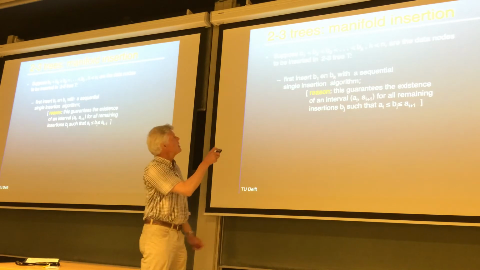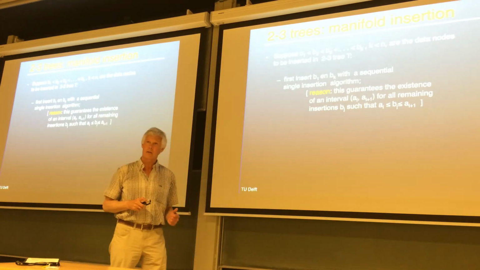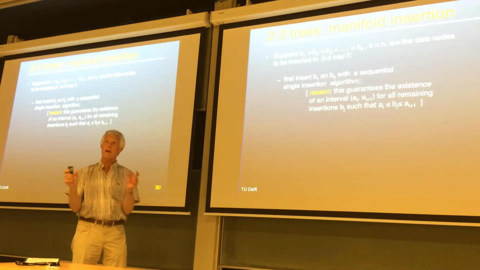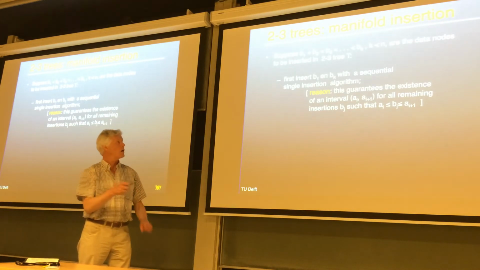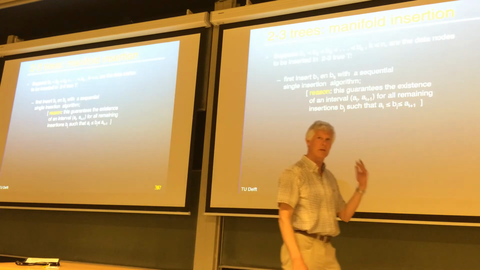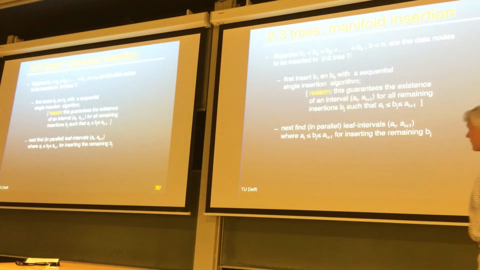So if B1 is inserted first and then Bk is inserted, then for the remaining ones we are sure that there always exists an interval in the resulting 2, 3 tree where we can place the remaining elements. They are always bounded by these so-called sentinels. Okay, so that's the reason for doing it.